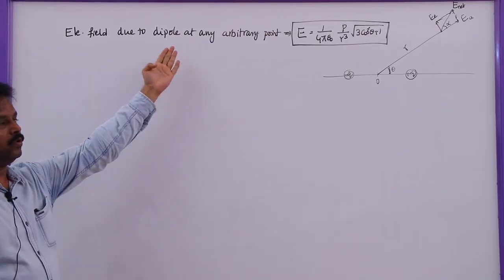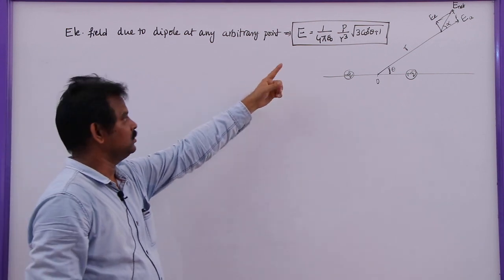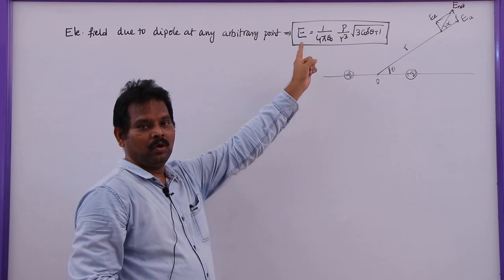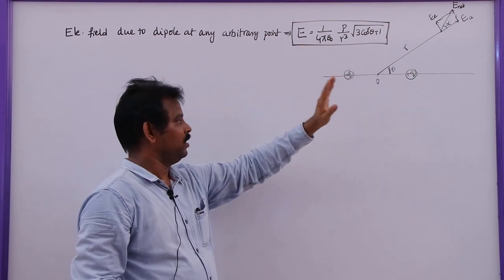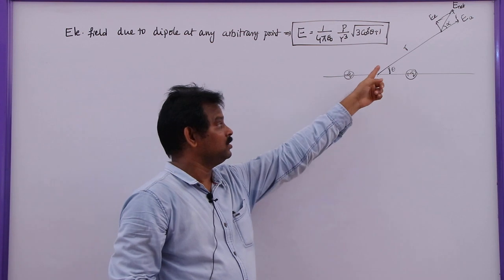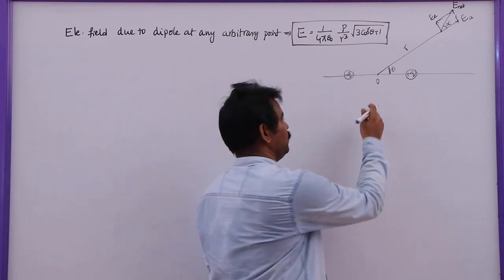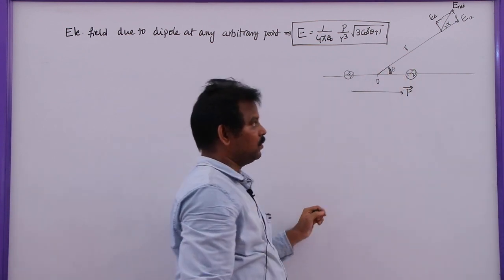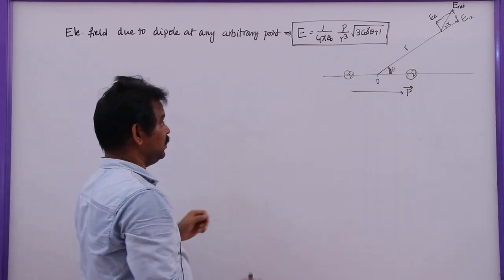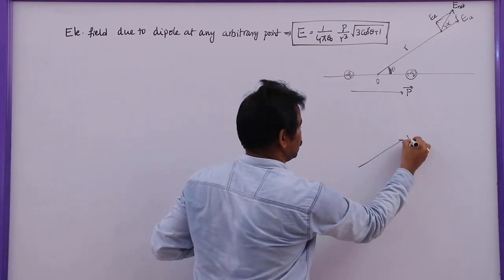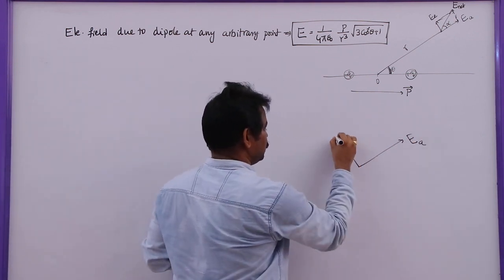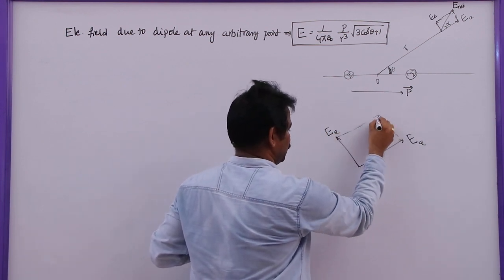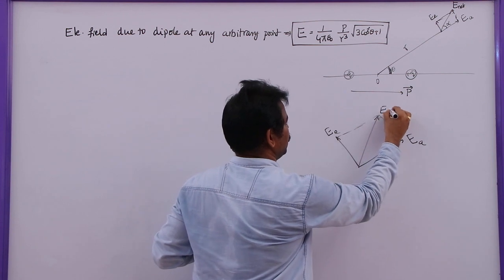Electric field due to a dipole at any arbitrary point, just now we derived this one: E is equal to 1 by 4 pi epsilon naught, p by r cube, root over 3 cos square theta plus 1, where theta is the angle made by this position vector with the dipole moment p bar. So this is p bar, and this is angle theta, and this is r. So at that point, if you redraw the diagram here, this is E axial, this is perpendicular to this one, E equatorial, and if you construct one parallelogram here, this will be E net.